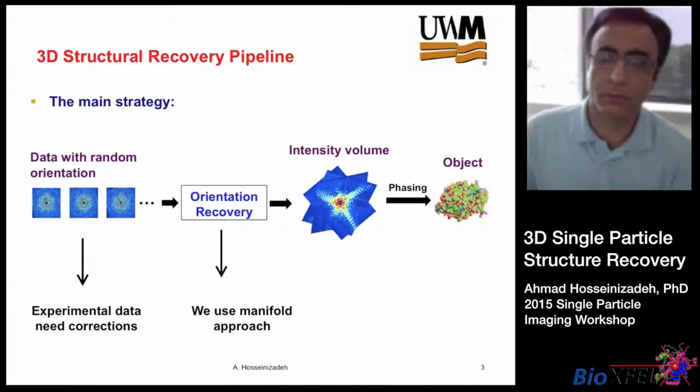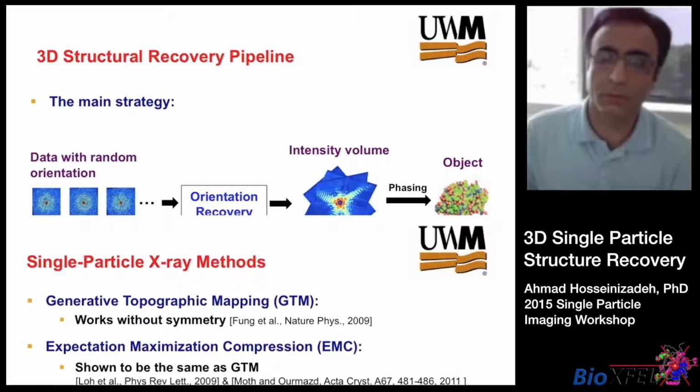So this slide, in fact, summarizes my talk. We have an ensemble of diffraction patterns with random orientations. We have to find the orientations with some methods, and after that, we assemble these diffraction patterns based on the orientations we have found, and to transfer from the diffraction space or Fourier space to the real space, we have to do a phasing, and then we find the object.